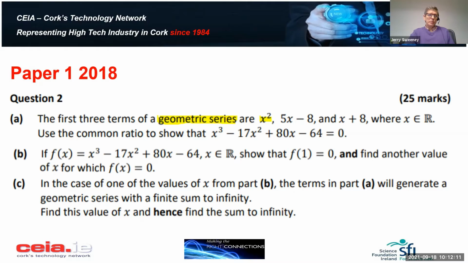Now, we want to use the fact that we have a common ratio. So this is a clue, in case you couldn't remember what a geometric series was. So in the question, they tell you that there's a common ratio. So show that x cubed minus 17x squared plus 80x minus 64 is equal to 0. And the first thing we've got to do is to show that if 3 terms follow these constraints, then the constraints are represented by this function.